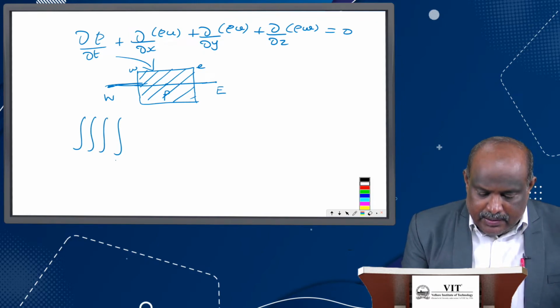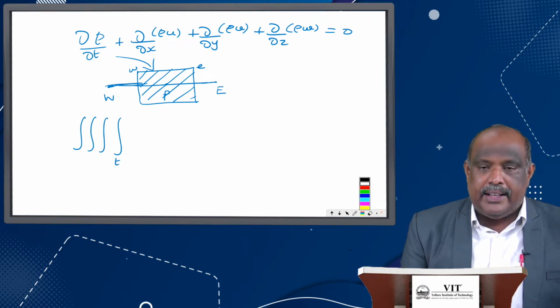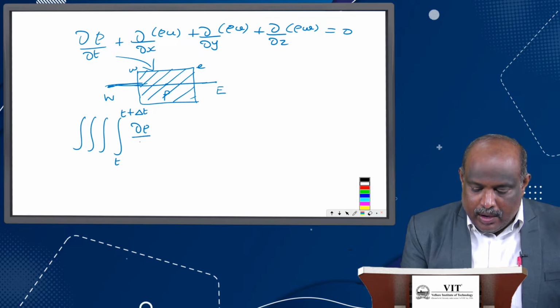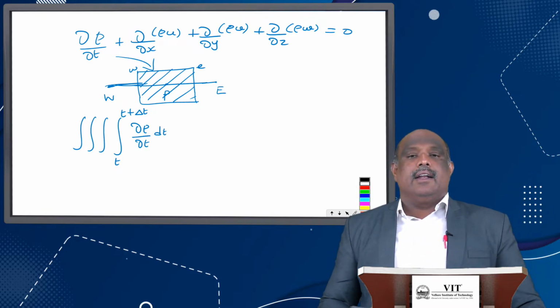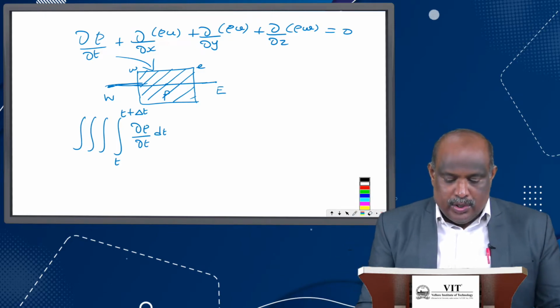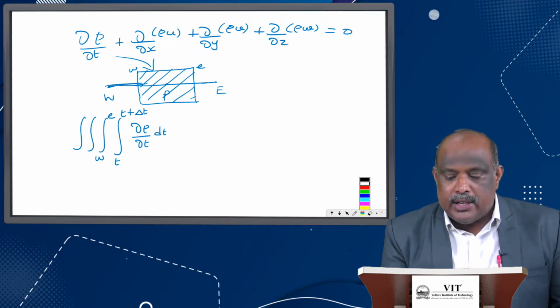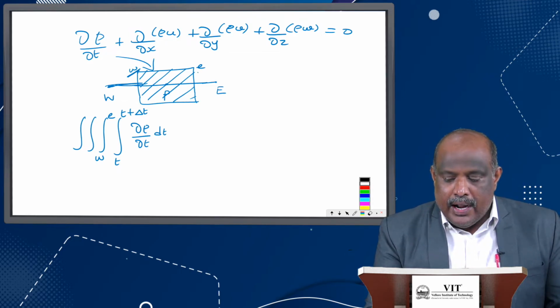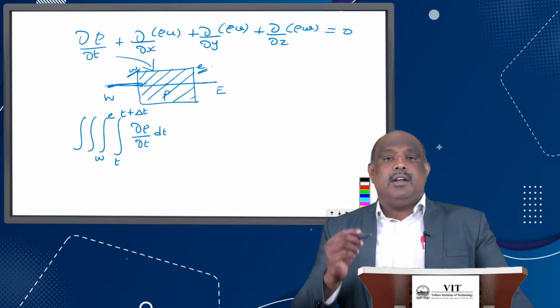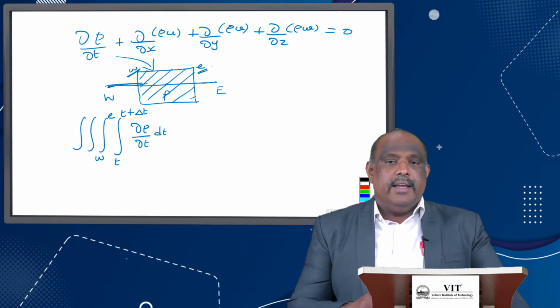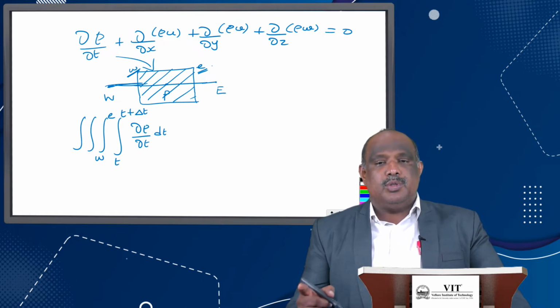The first integral is for time, t equal to t and t equal to t plus delta t, and it will become dou rho by dou t of dt. The second integral for the x direction, so it will move from small w to small e. You got it? Why I have drawn this control volume? Here it starts from W and ends at E. Small w to small e. That is also very important, whether you are moving from node to node or from face to face. Here I am moving from W to small e.